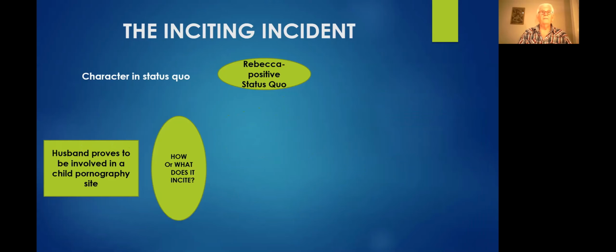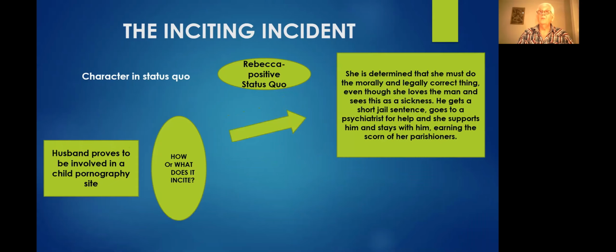And the last one, the husband who she's caught out being on a child pornography site. What will she do? Well, she's determined that she must do the morally and legally correct thing, even though she loves the man and sees this as a sickness. He gets a short jail sentence, goes to a psychiatrist for help, and she supports him and stays with him, earning the scorn of her parishioners.